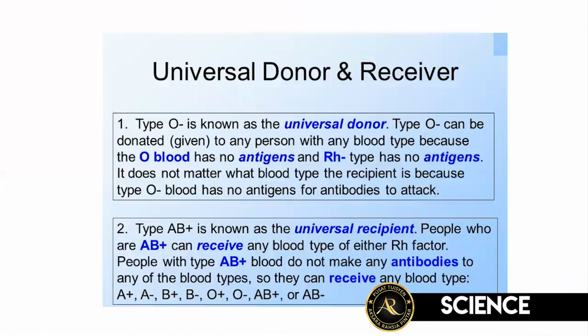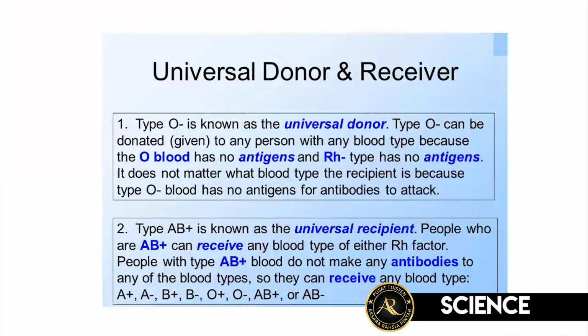Now this is just a further explanation of why we call O a universal donor. A universal donor can donate their blood to any blood type because blood O has no antigen. Therefore nothing will happen. There will be no interaction, so there's no agglutination that will take place. There's no reaction, so it is safe for them to receive blood from the O blood group.